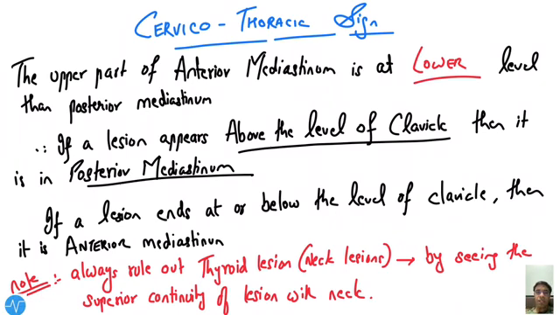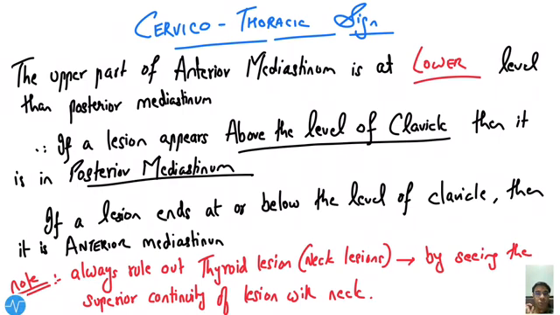Therefore, if a lesion appears above the level of the clavicle, then it should be in the posterior mediastinum because the upper part of the anterior mediastinum is lower. Now, if a lesion ends at or below the level of the clavicle, then it is in the anterior mediastinum. And if the lesion goes above the level of the clavicle, then it will be in the posterior mediastinum.